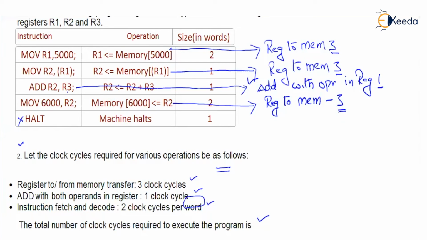Okay. So now 3 plus 1, 4, 4 plus 3, 7, 7 plus 3 is equal to 10. So in order to execute, a total of 10 clock cycles are needed for the execution, but we need to fetch and decode also, right? Every instruction needs to be fetched and decoded. So here, what is the data given for fetch and decode? For instruction fetch and decode, there will be 2 clock cycles per each word. It is not per instruction. So we just count the words.